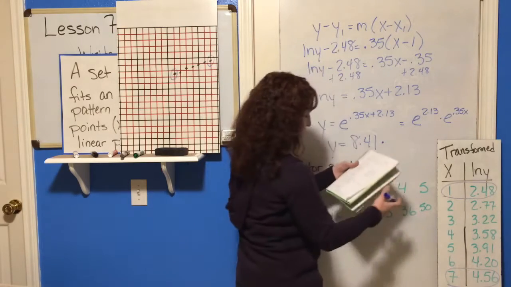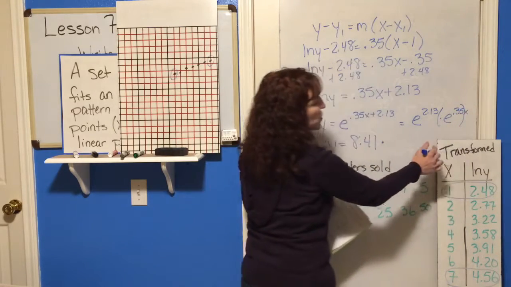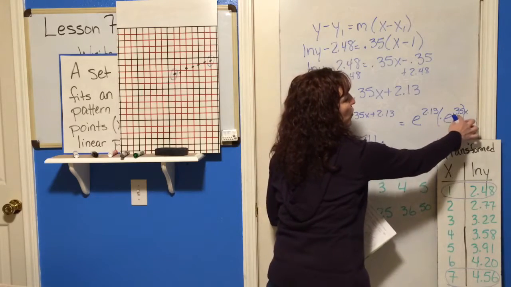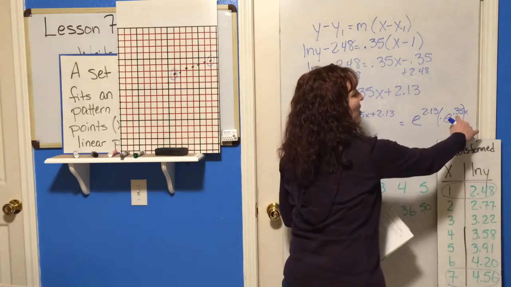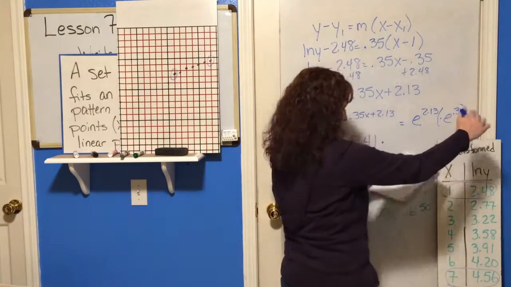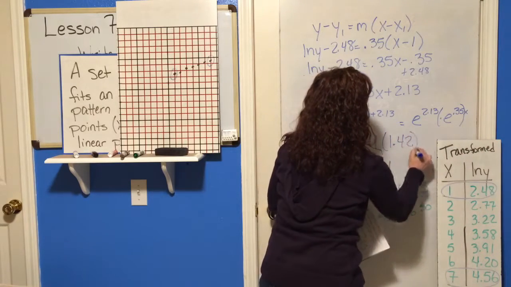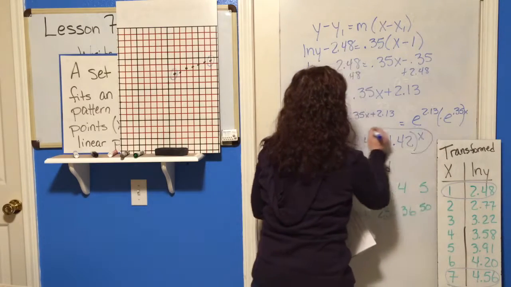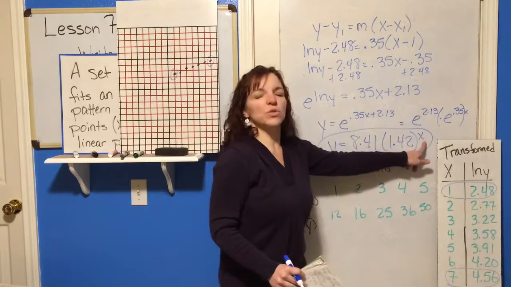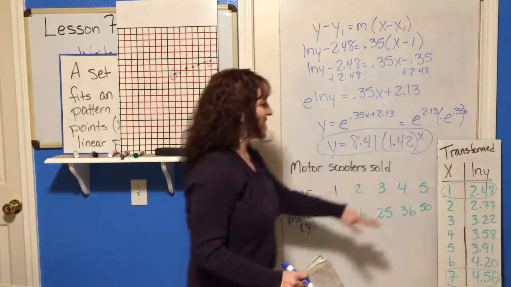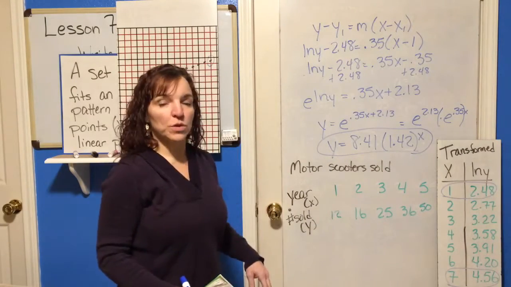And then what we're going to do is, e to the 0.35 is also a constant. So plug that into your calculator. Push your e button and then the 0.35 power. E to the 0.35 power is 1.42. And that's raised to the x power. Oh my goodness, what do you think? So now we have an exponential equation for this exponential curve that represents the number of motor scooters sold.